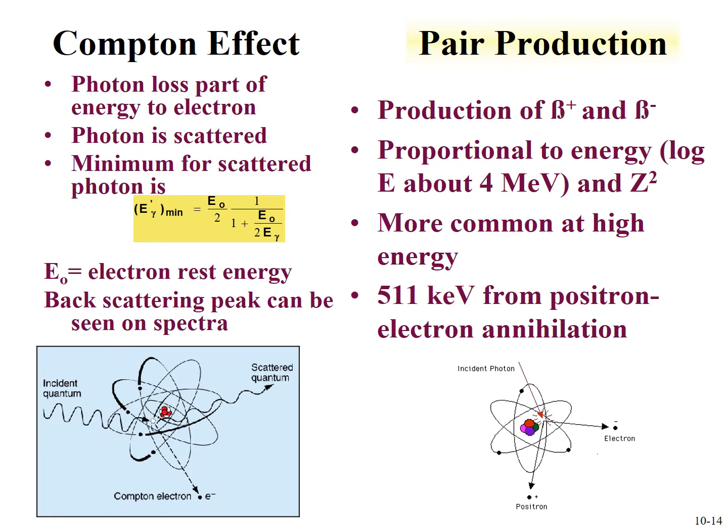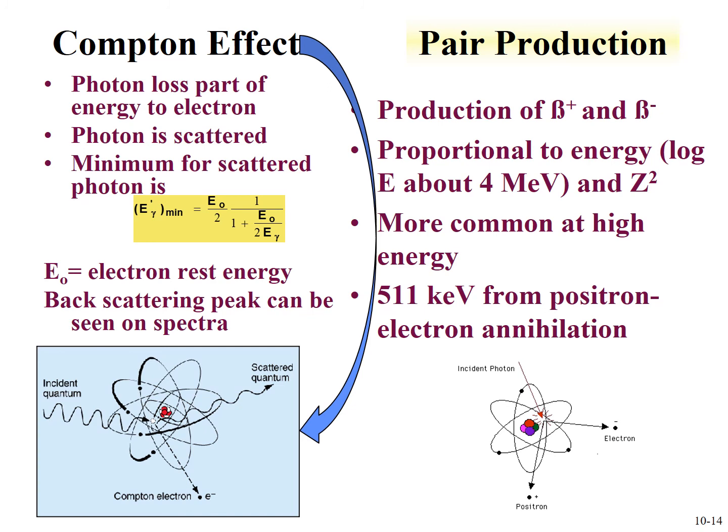Two other effects are listed here, the Compton effect and pair production. The Compton effect is a partial interaction, so the photon loses part of its energy to the electron. So imagine here we have an incident photon, we get an electron, and then the photon is scattered. So unlike the photoelectric effect, it's only a partial transfer of energy from the photon to the electron.